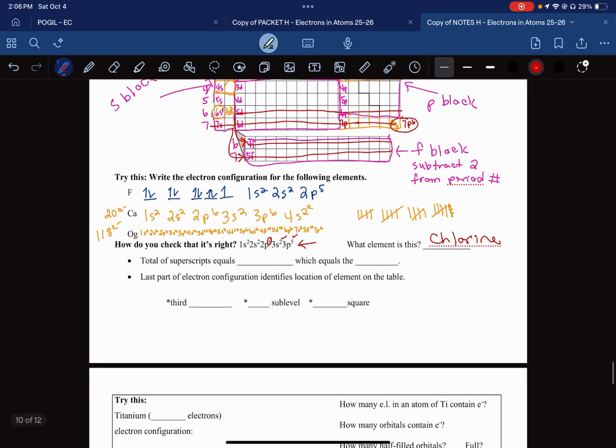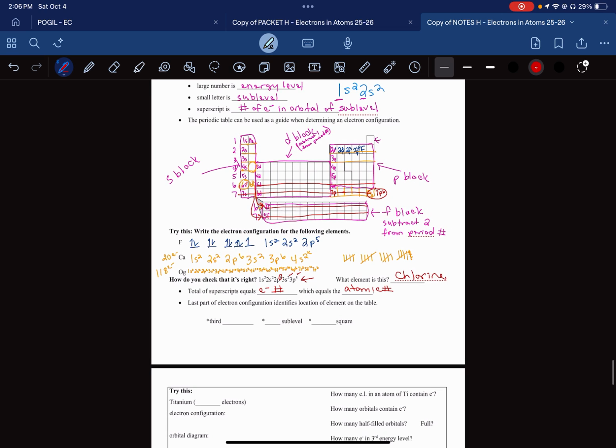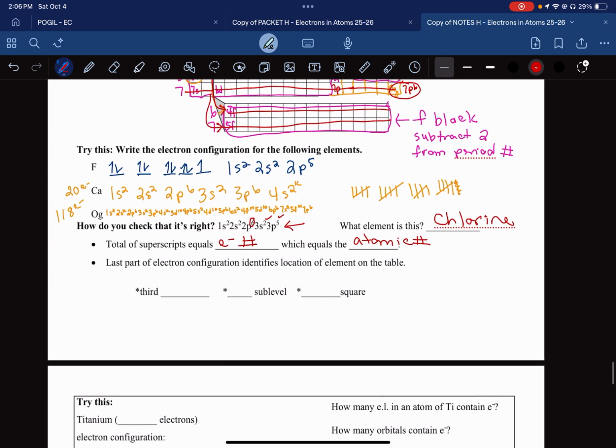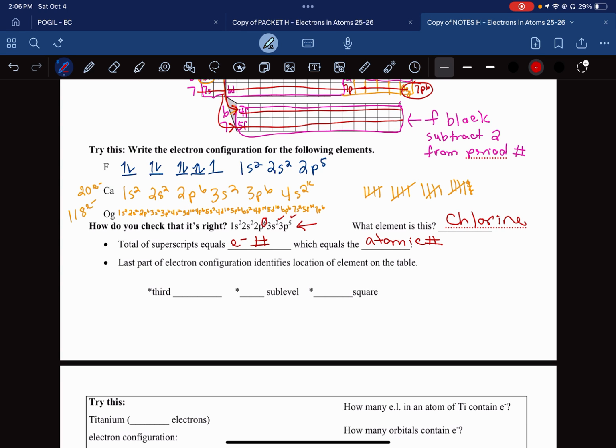All right. It says the total of the superscripts equals the electron number, which equals the atomic number. Okay, equals the atomic number. The last part of the electron configuration identifies the location of the element on the table.